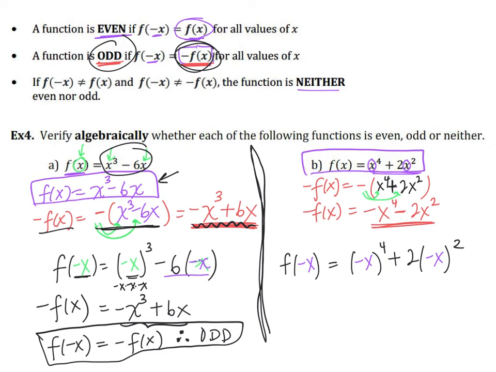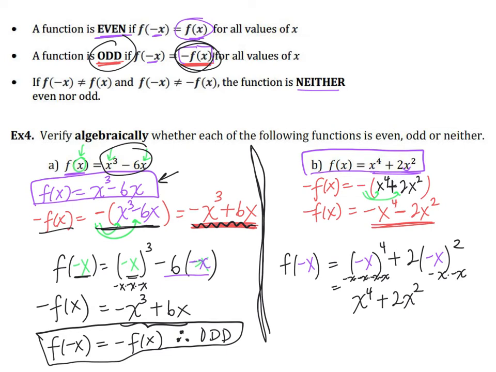Now when I simplify, a negative x times negative x times negative x times negative x, that's 4 negative x's, so that's a negative times negative times negative times negative. That turns into a positive x to the fourth. And negative x times negative x squared, that negative x times negative x just turns into a positive. So I end up with x to the fourth plus 2x squared.